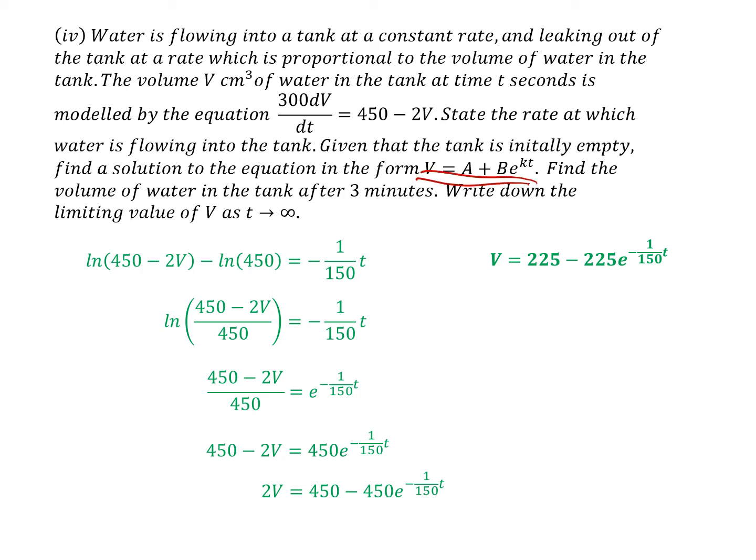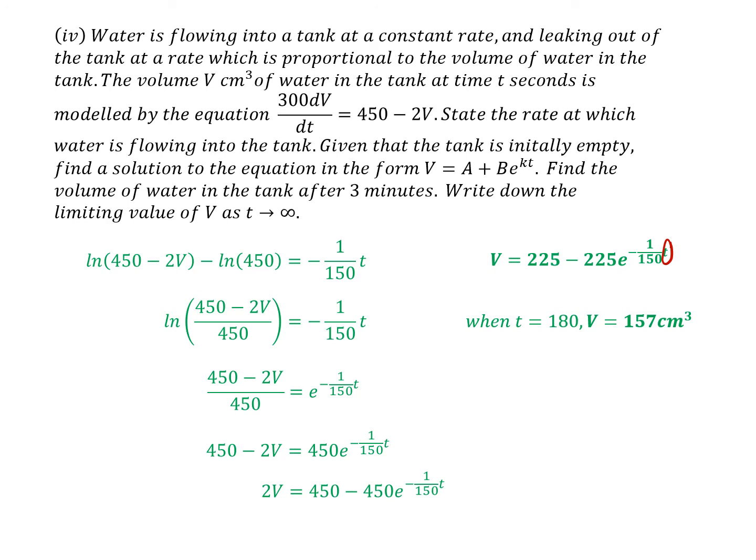Thank goodness for that. Okay, what's the next part of the question? The next part says find the volume of water in the tank after 3 minutes. 3 minutes here, but t is in seconds. So that means we need to put a value of t equals 180. So when t is 180, we put 180 there and we get the volume, and that's 157 cubic centimeters.